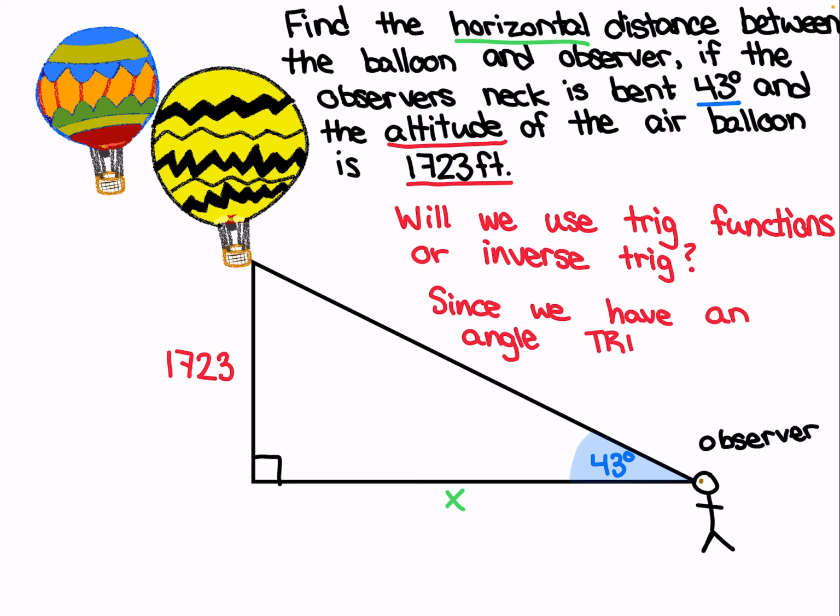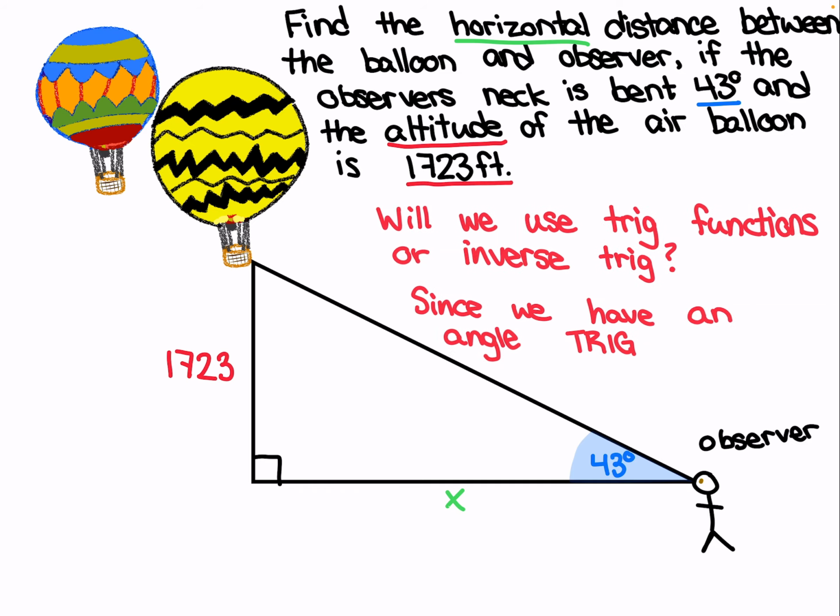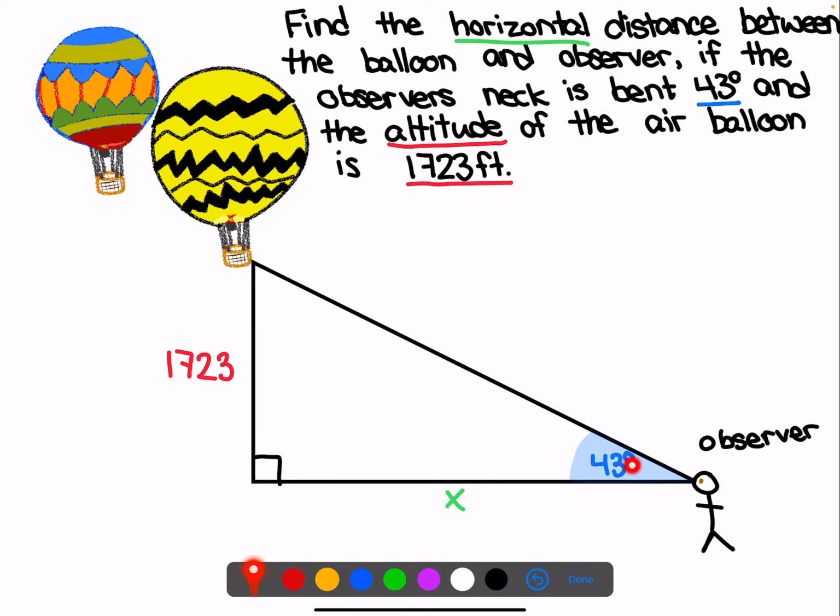We already have our angle. We're not trying to solve for an angle. Since we're solving for a side, we're going to use trigonometry. No inverses here. So let's go ahead and label our triangle based upon the angle that's given, 43 degrees. The side opposite of 43 is 1,723. The hypotenuse is blank. And then the adjacent side is x.